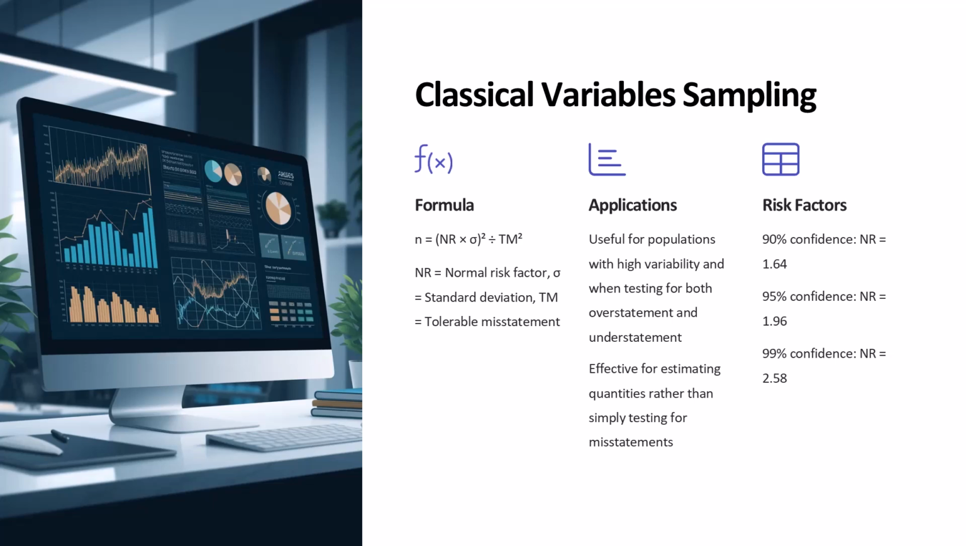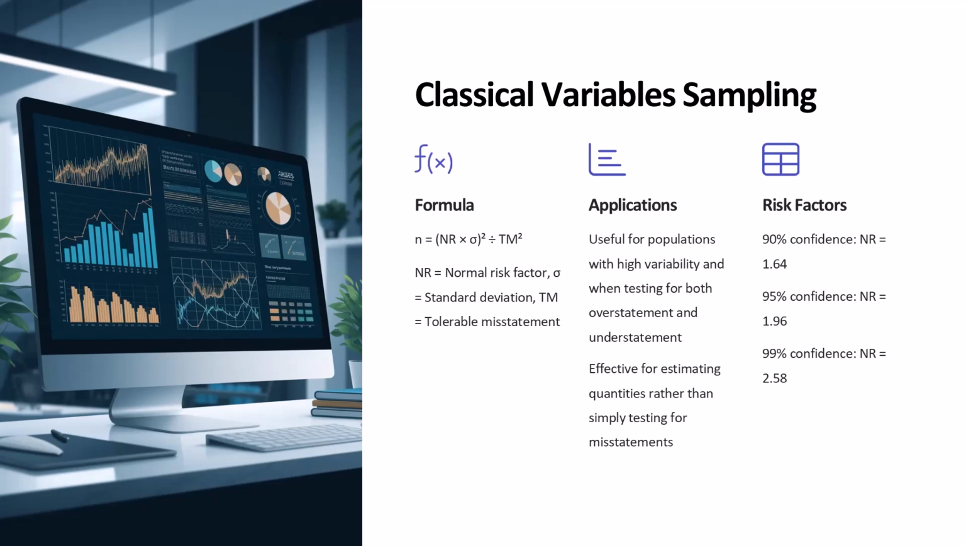Classical variables sampling is particularly useful when testing for both overstatement and understatement, or when dealing with highly variable populations. It's also useful for estimating quantities rather than simply testing for misstatements. However, it requires more information about the population, specifically the standard deviation, which may require a preliminary sample to estimate.